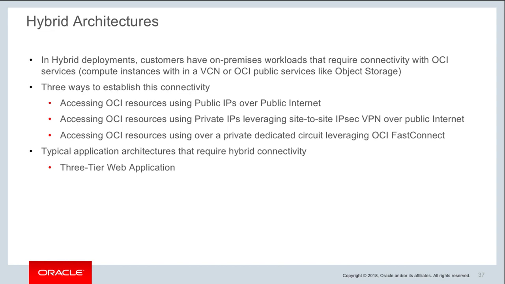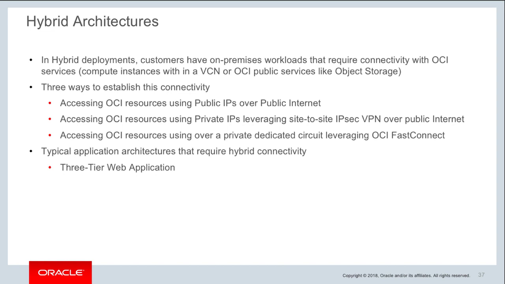The first is just using the public internet, and you have your public IPs of your workloads, and you access the internet. That case is not very recommended in a production workload because you're going over the internet, so there is no, you can say, latency or SLA or any dedicated bandwidth for your workload. You are basically using the best effort method to get to your workload within the cloud.